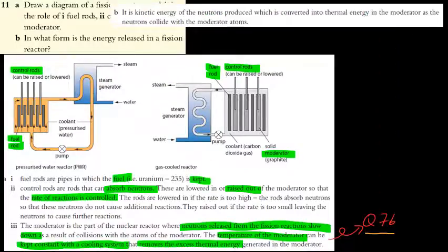And for part B, it asks what form of energy is released in a fission reactor. So the answer is the kinetic energy of the neutrons produced, which we will convert into thermal energy in a moderator, so that it absorbs the thermal energy.